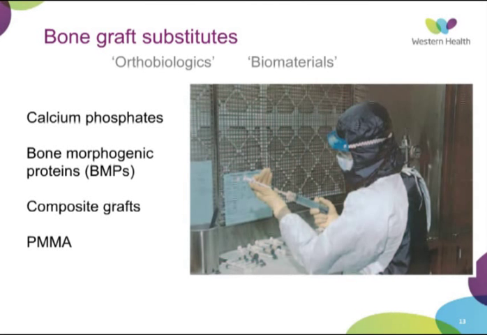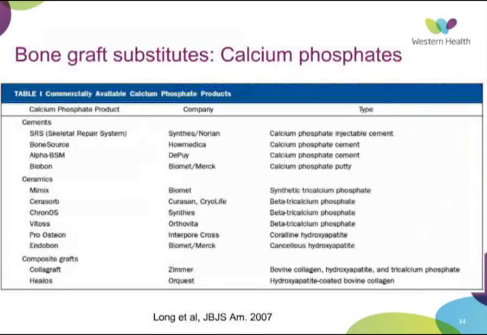So now I'll speak about bone graft substitutes. They've got different names, orthobiologics or biomaterials, and different names used by some of the major companies. Firstly, about calcium phosphates, then about BMPs, and some of the composite grafts which can be formed between these two, and also about polymethyl methacrylate.